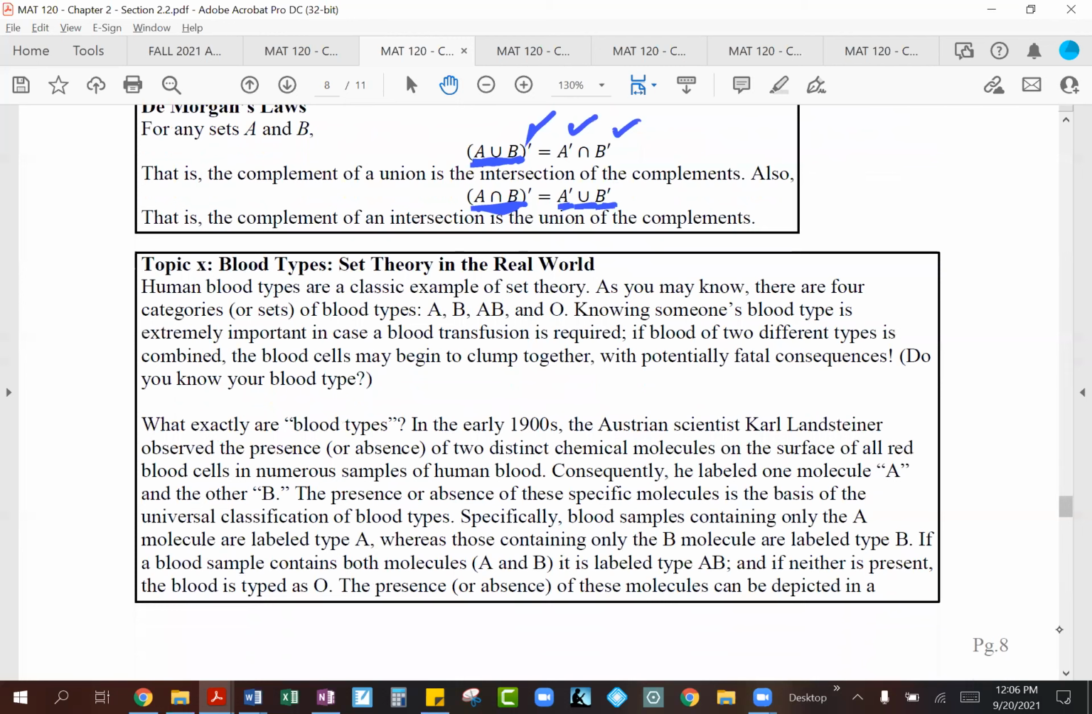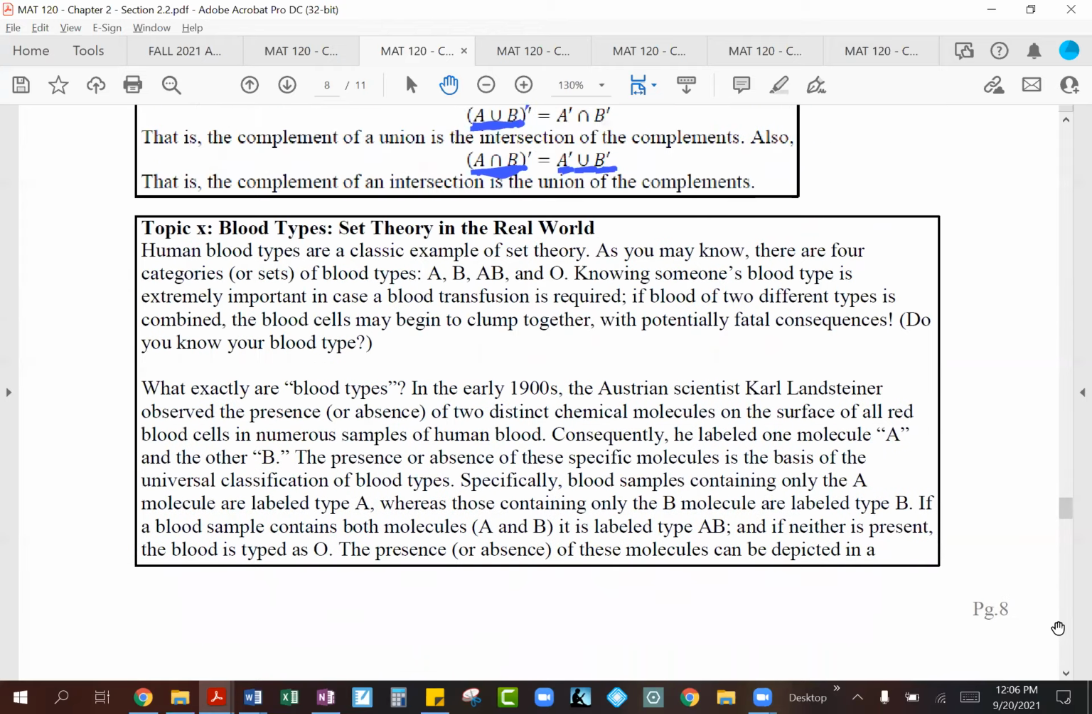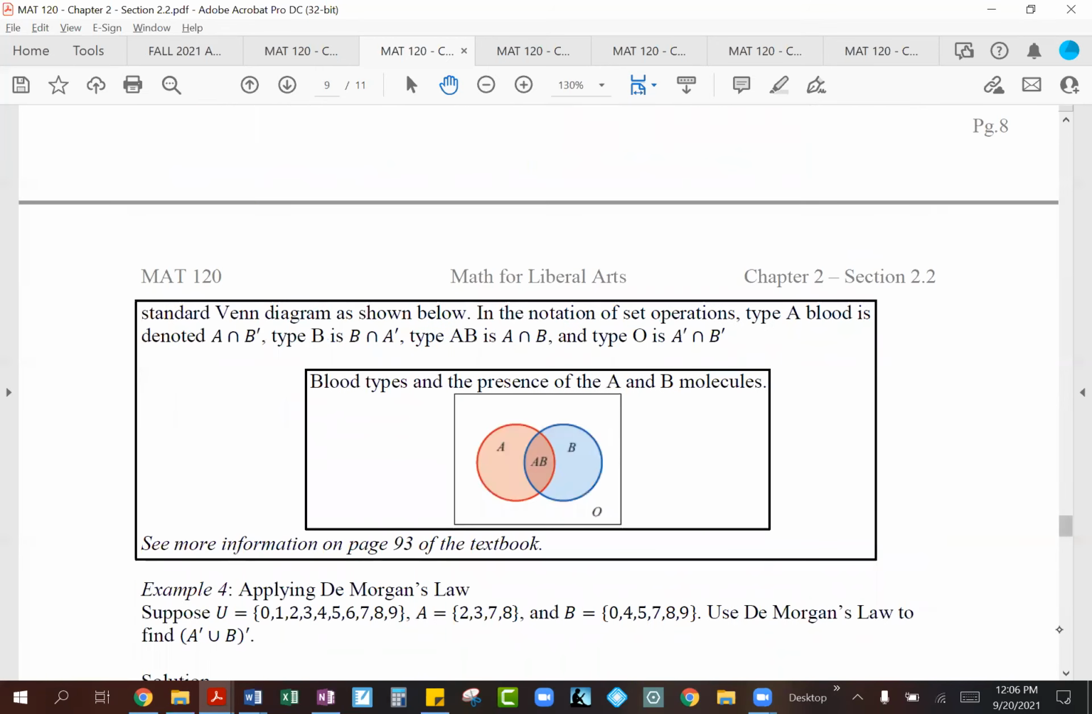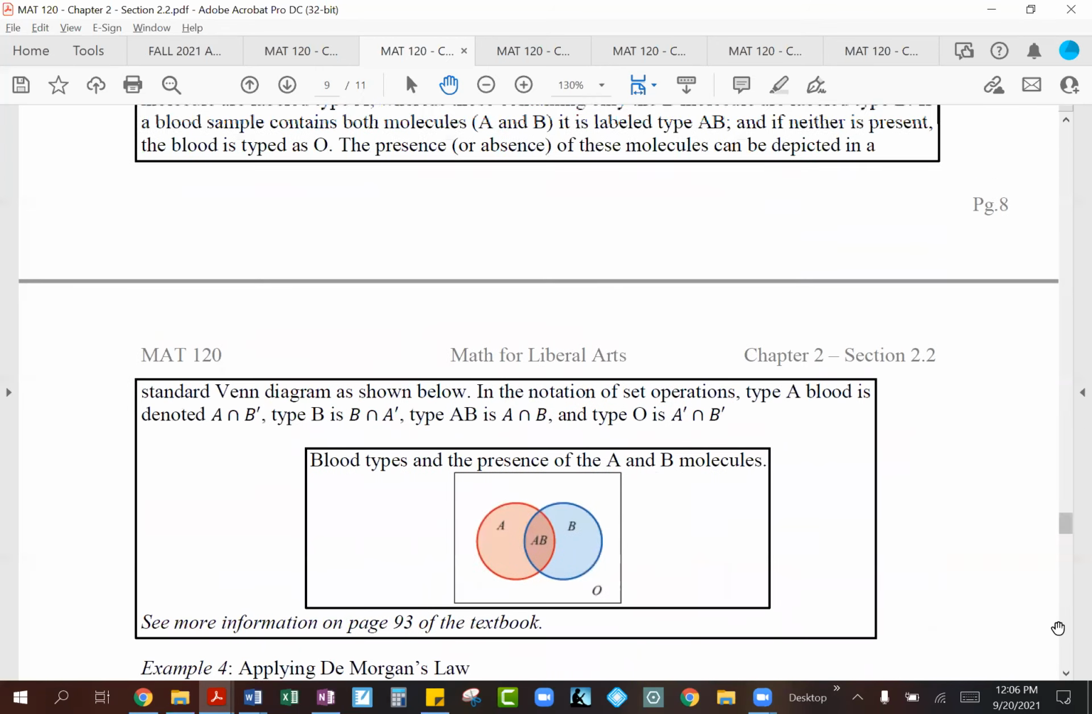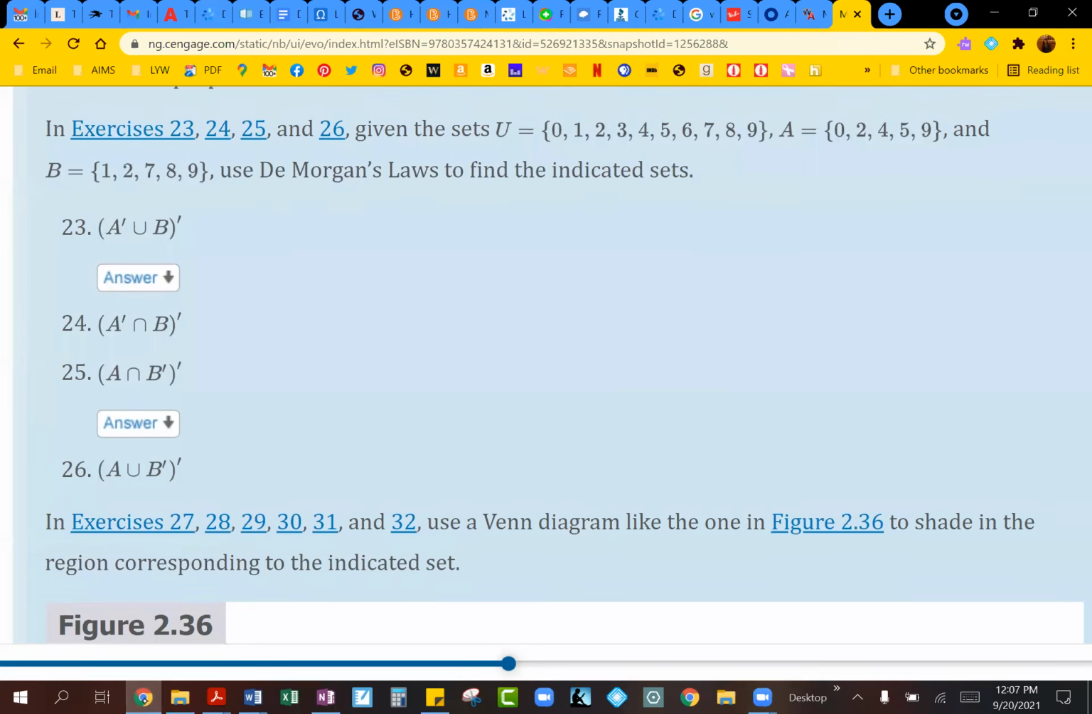And these were some really nice examples that your textbook had on just showing you how set theory works out in real world situations. So I definitely ask you guys to look over these examples over here, just to get an idea of how set theory actually looks in real world situations. So let's take a look at this example over here, guys, and get a little bit of practice with De Morgan's law.